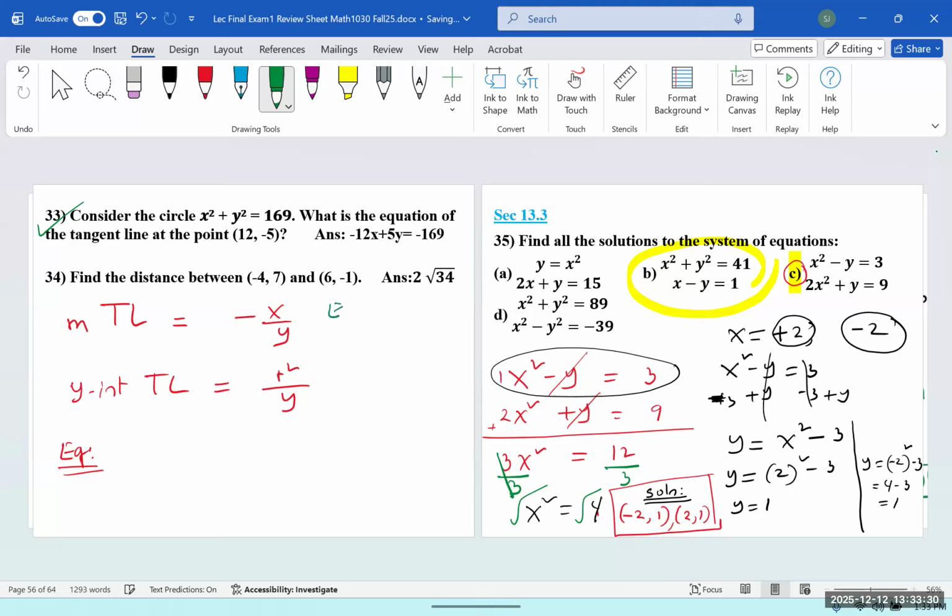It's easy. So equation is, so we have -12 over -5. They cancel out, so we have 12 over 5. So y equals 12 over 5x. And our y-intercept is r squared, which is 169, divided by y, which is -5. So -169 over 5. This is the equation.